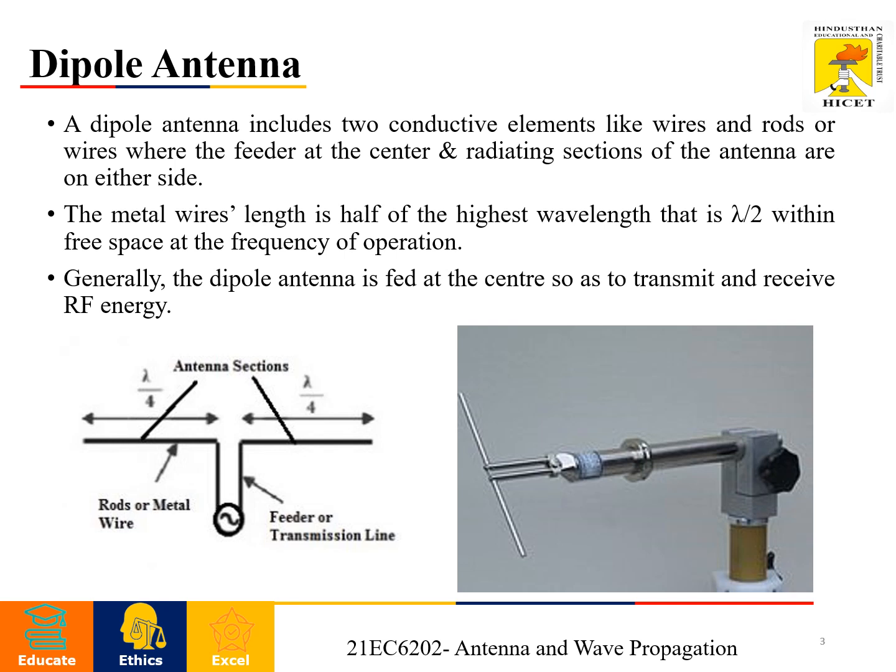So this is the shape of the dipole antenna. Here the dipole, two wires or rods are directly connected to the transmission line. Here the transmission line may be a coaxial cable.